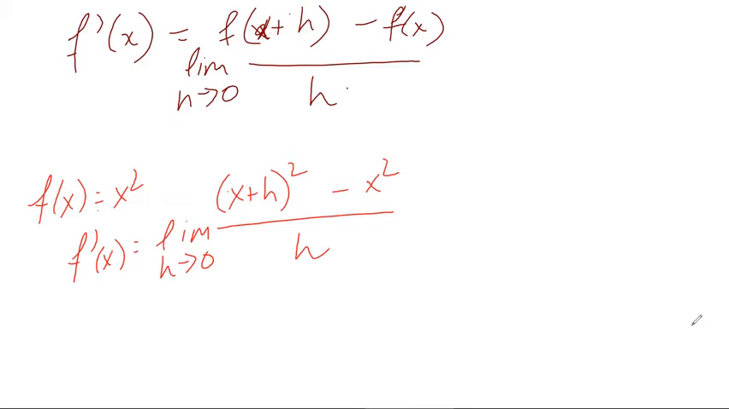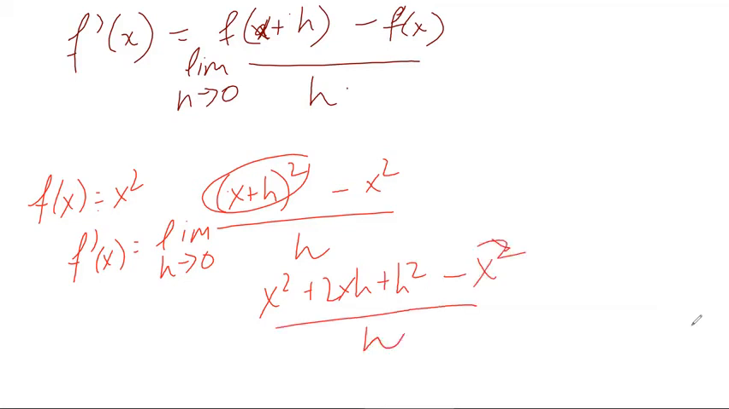And from here, all we need to do is solve out this polynomial right here. I mean, this perfect square trinomial, and you'd get x squared plus 2xh plus h squared, and you'd be subtracting out x squared and dividing it out by h. The x squared terms cancel each other out, and the h's cancel right here.